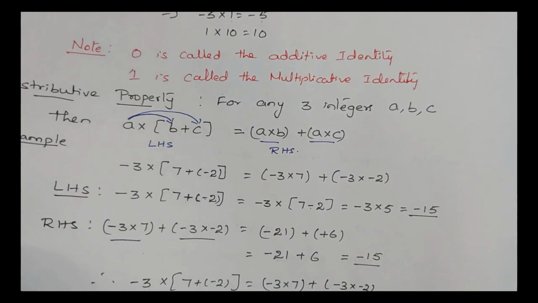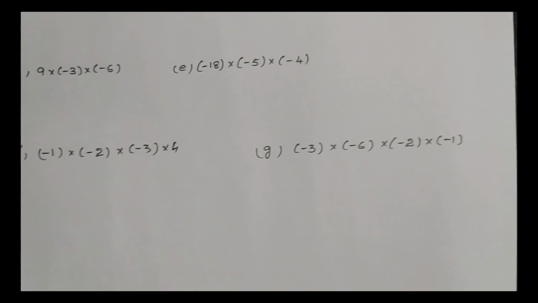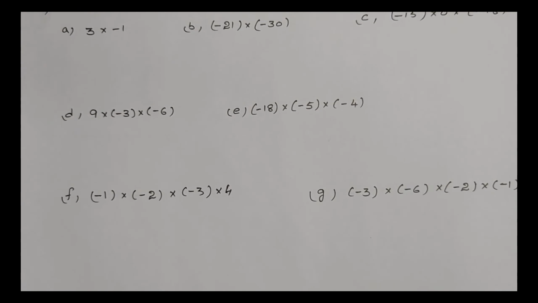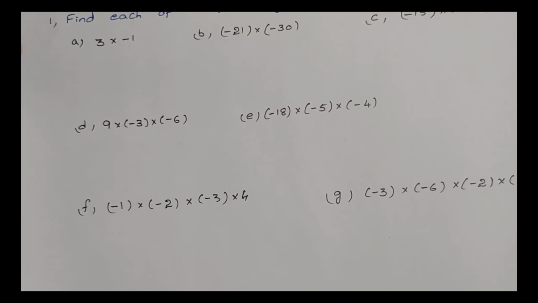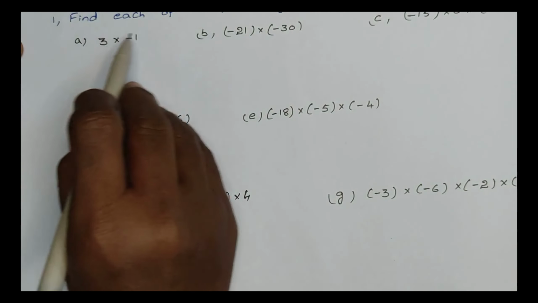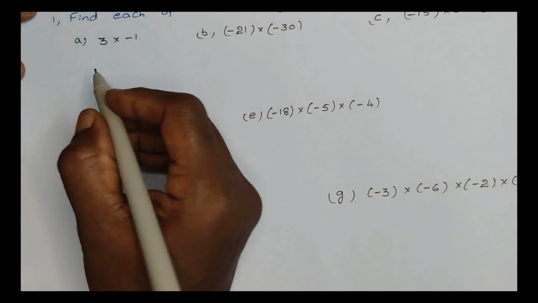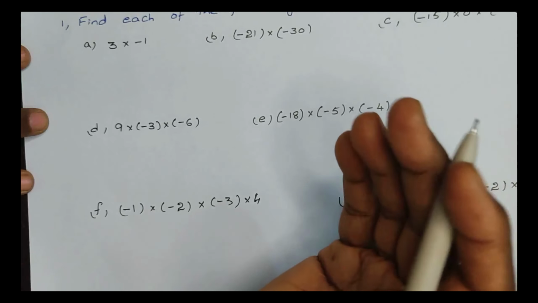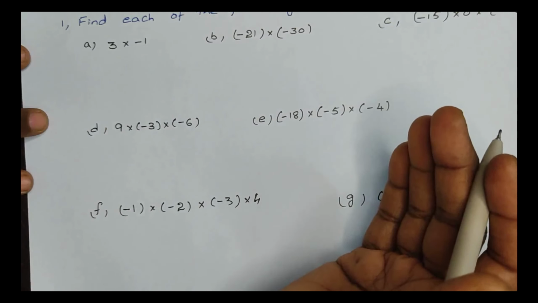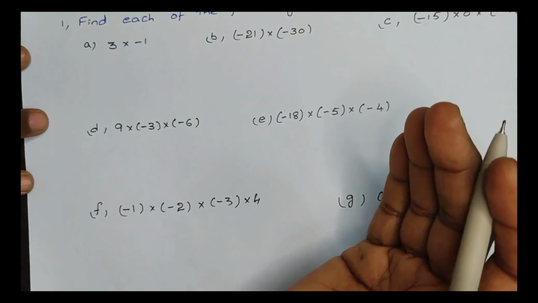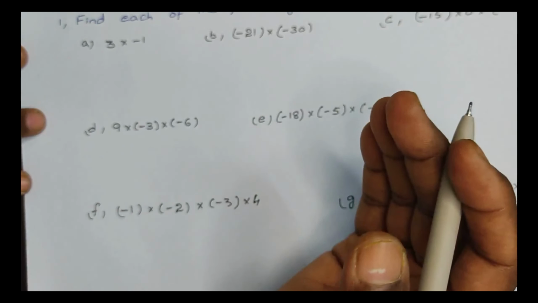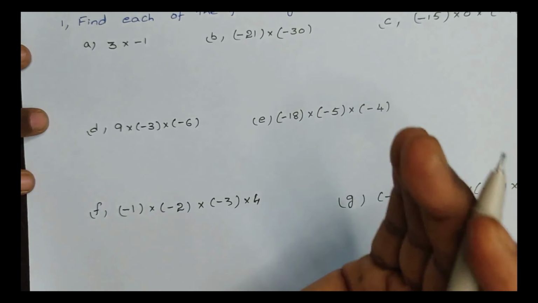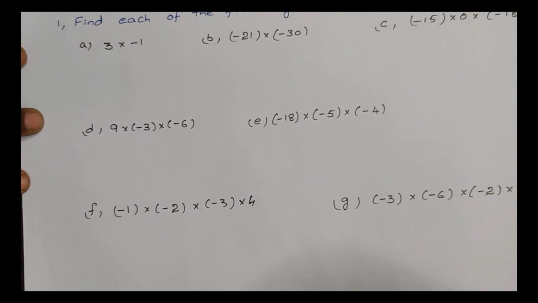Okay. Now, to understand more, let us do few problems. Here, we are having the first question. Find each of the following products. Now, let us see. Let us use our trick. We have learned in the starting itself. Positive into positive gives you positive. Negative into negative gives you positive. Positive into negative is negative. And negative into positive is also negative. So those are the tricks we have to remember.